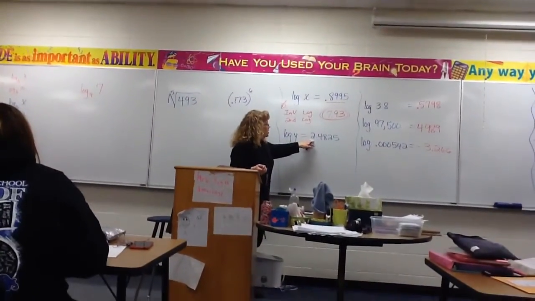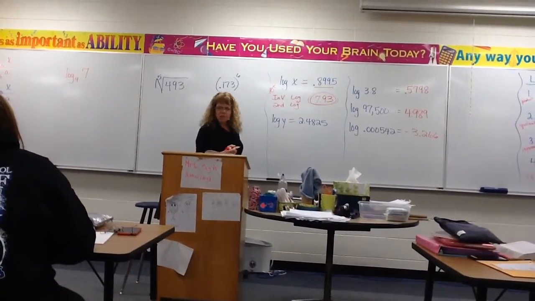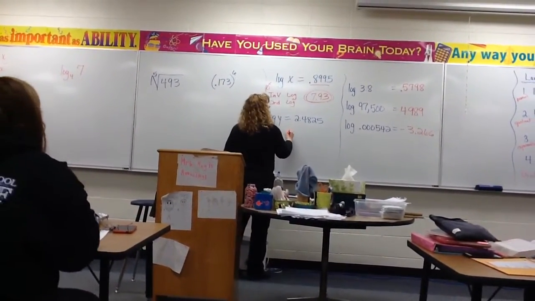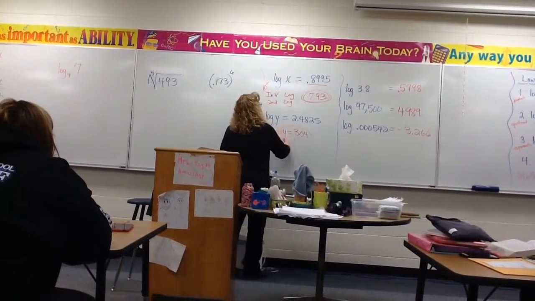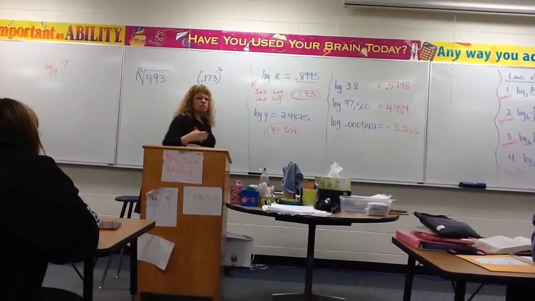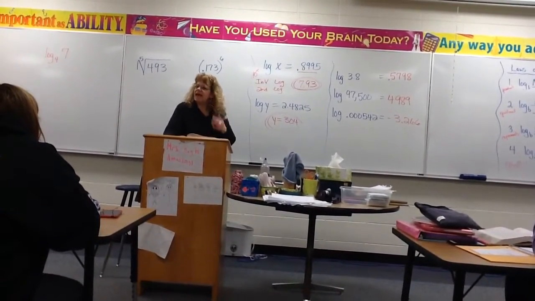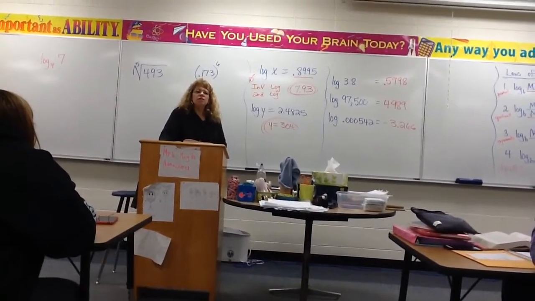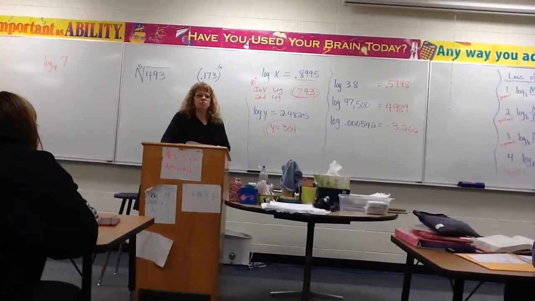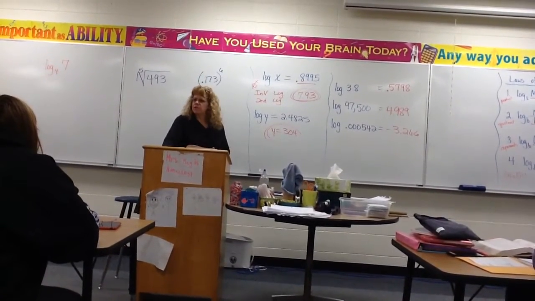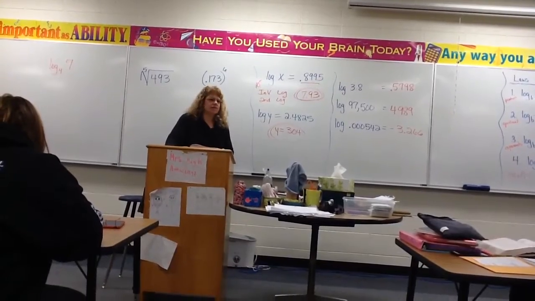Same thing with this one, inverse log of 2.4825. It should be 304. Y equals 304. So whatever you did for this one, inverse log of or second log of, anybody that can't get it, you do have to round. Just make sure that you follow the directions, however they say to round it. Anybody that can't get it.